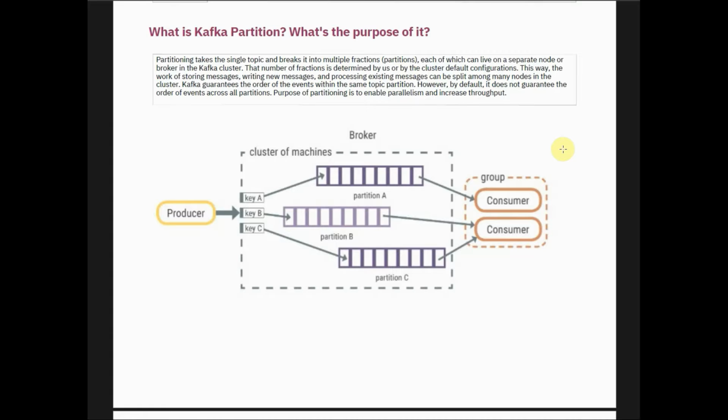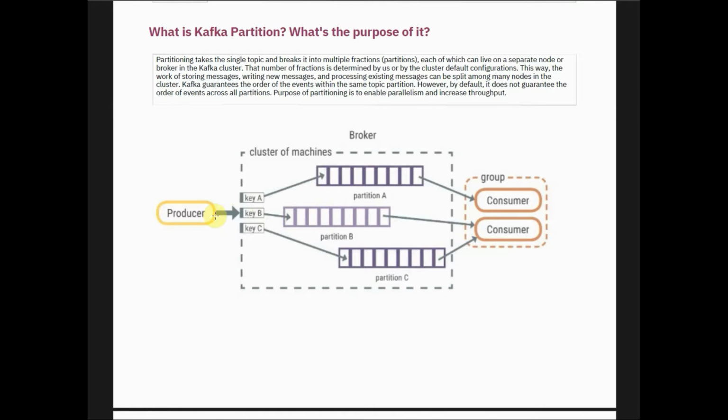The purpose of partitioning is to enable parallelism and increase throughput. So here, let's say we have three partitions, partition A, partition B, partition C for a topic. On the left-hand side, we have a producer which is publishing messages across all three partitions. On the right-hand side, we have two consumers within a consumer group which are subscribing to these partitions. Now here, as you know, messages in the topic are always published in the form of key and value. That is why here you can see keys mentioned like key A, key B, key C. Messages with key A land in partition A, messages with key B land in partition B, and the same for C.